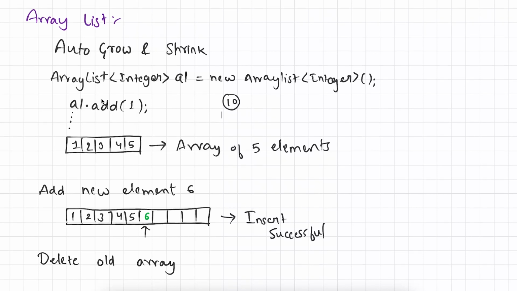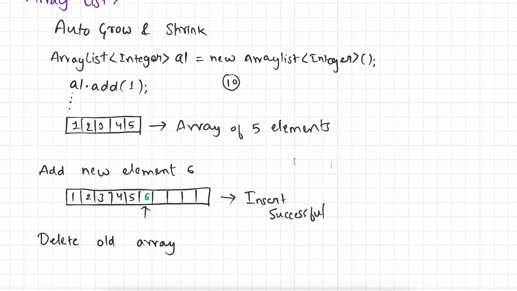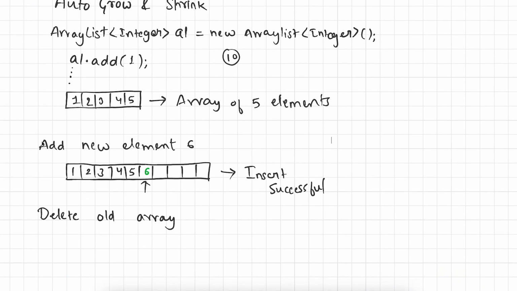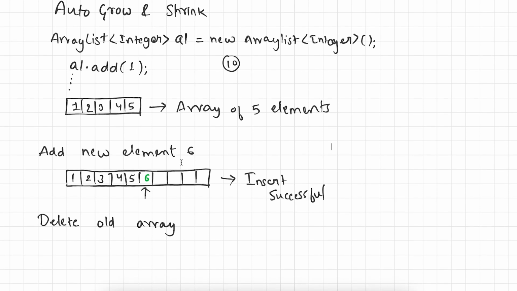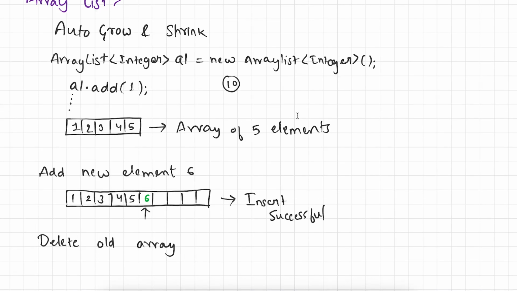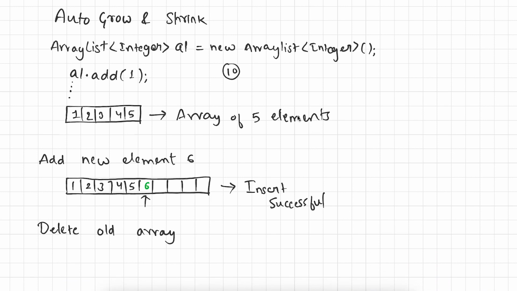This way we add all the 5 elements to this array, and now you can see that our ArrayList gets full. What happens when we want to add a new element, say element 6? In case of ArrayList, it creates a new array with a size more than the previous array, copies all the elements from the previous array into the new array, and then adds the new element at the end of the array. Now our insert is successful, and it deletes the old array. This is how ArrayList grows when we want to add more elements than its capacity.